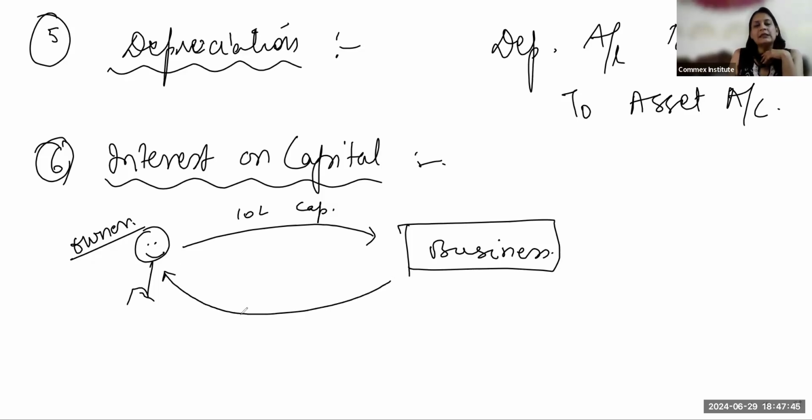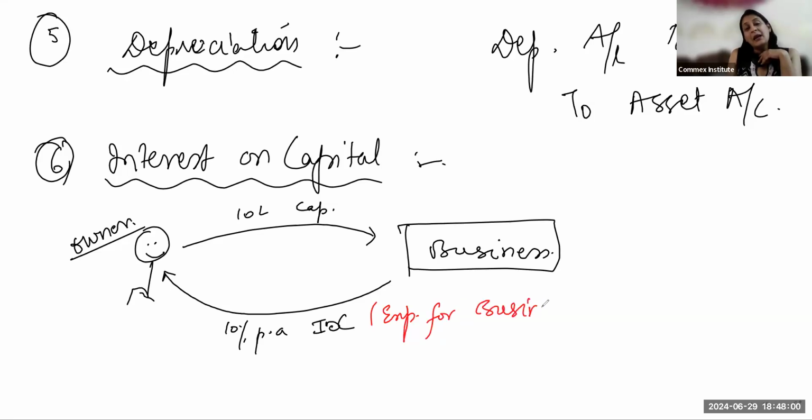So the business gives him interest on capital. Suppose it is 10% per annum interest on capital. So interest on capital, bacho, is an expense for the business, because the business has to give it to the proprietor. So interest on capital is an expense for the business, and of course, it is income for the owner.